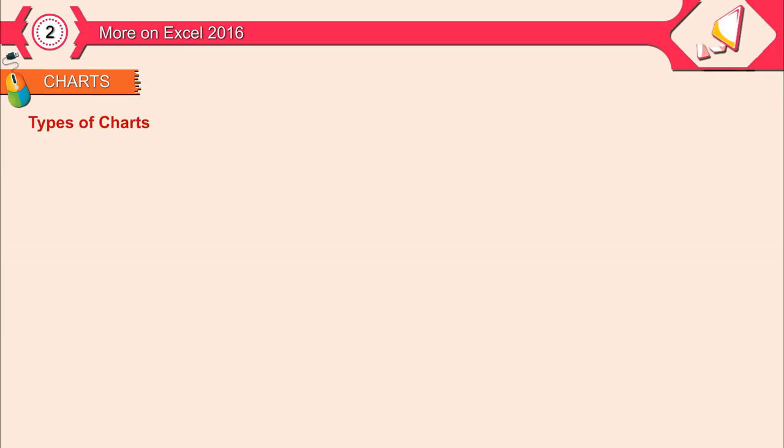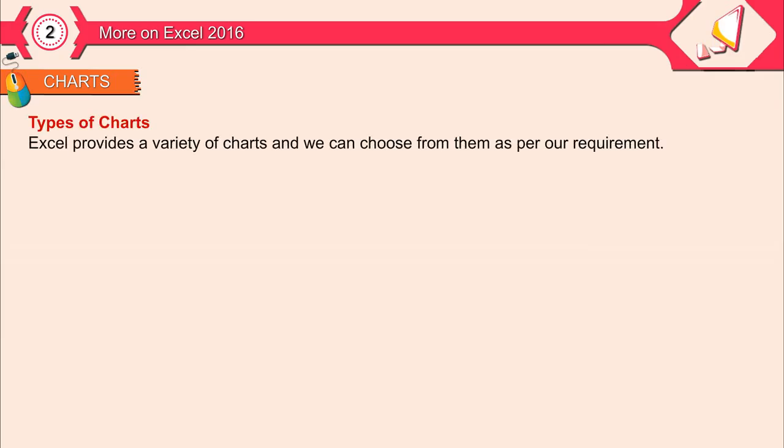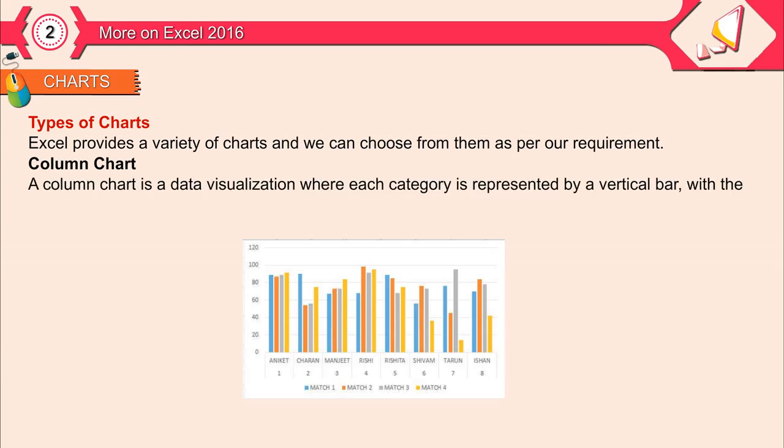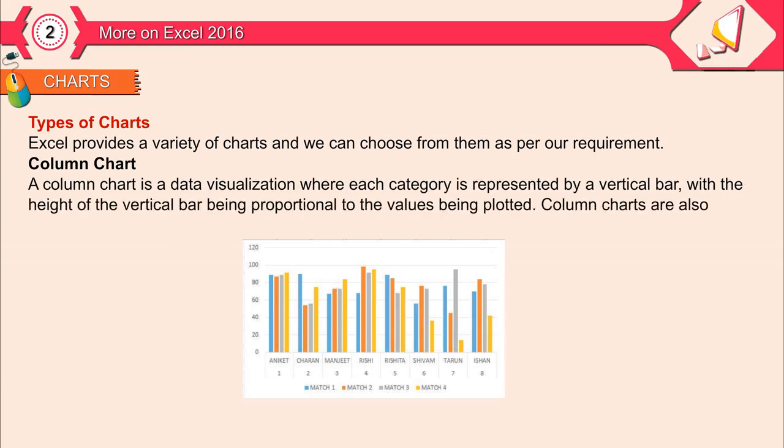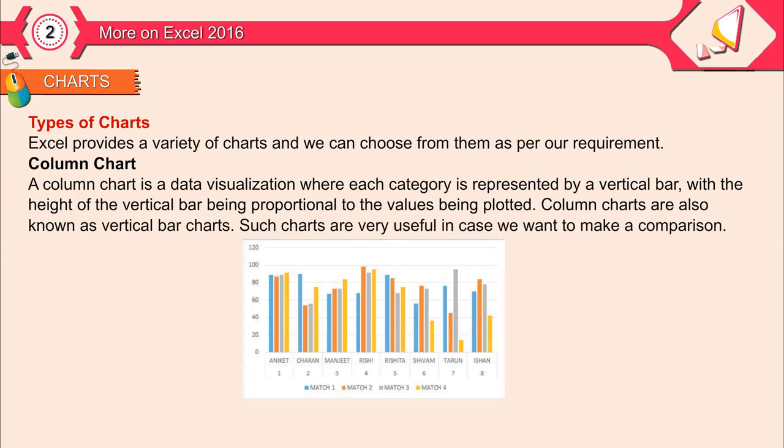Types of charts. Excel provides a variety of charts and we can choose from them as per our requirement. Column chart. A column chart is a data visualization where each category is represented by a vertical bar with the height of the vertical bar being proportional to the values being plotted. Column charts are also known as vertical bar charts. Such charts are very useful in case we want to make a comparison.